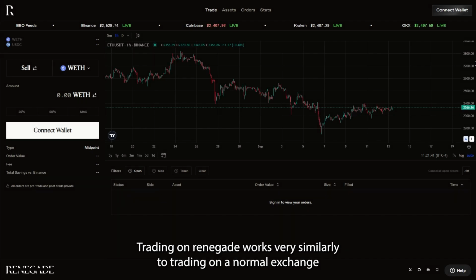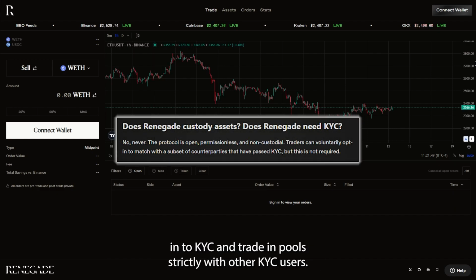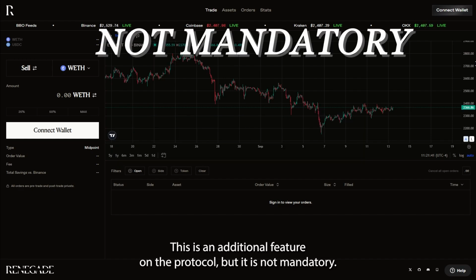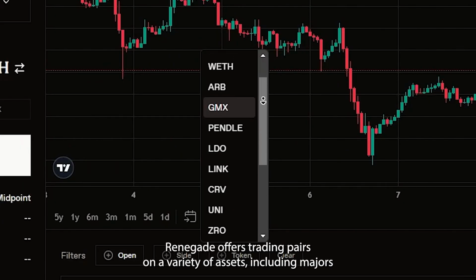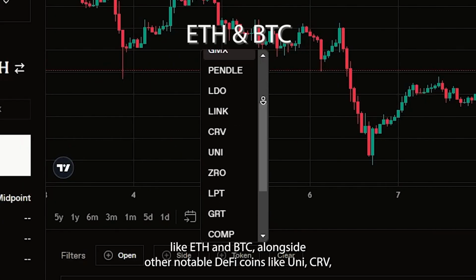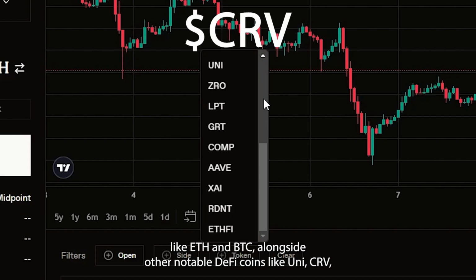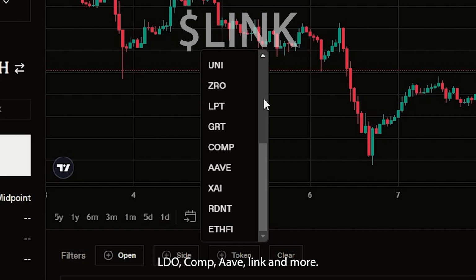Trading on Renegade works very similarly to trading on a normal exchange with a few additional features. First, users who want to remain compliant with regulations can choose to opt into KYC and trade in pools strictly with other KYCD users. This is an additional feature on the protocol, but it is not mandatory in order to trade on Renegade. Renegade offers trading pairs on a variety of assets, including majors like ETH and BTC, alongside other notable DeFi coins like Uni, CRV, LDO, Comp, AAVE, Link, and more.